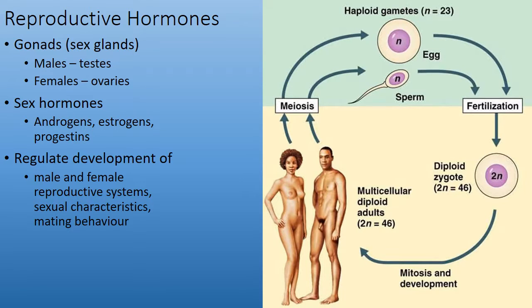Mr. Binder here. We're going to talk about the reproductive system now and the different endocrine glands that are involved in the reproductive system. These are called the gonads, or the sex glands. In the males, it's the testes, and in the females, it's the ovaries. Now, some of the sex hormones that we're going to talk about are androgens, estrogens, and progestins. And these sex hormones regulate the development of the male and female reproductive systems, characteristics, and obviously behavior as well.